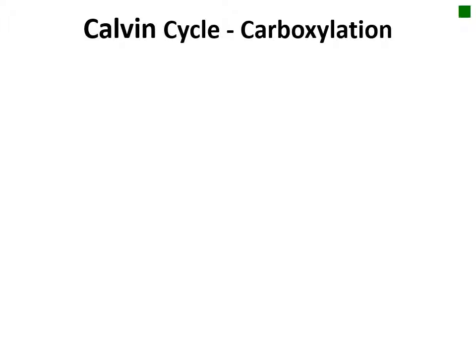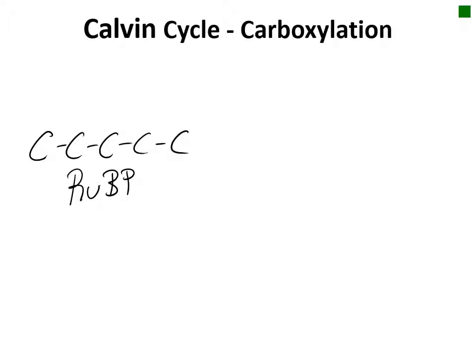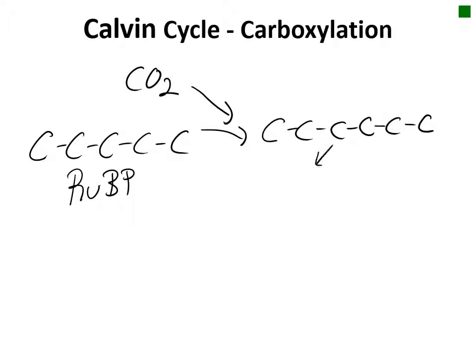During carboxylation, a 5-carbon molecule called ribulose 1,5-bisphosphate, also abbreviated RuBP, is joined to a molecule of carbon dioxide, producing a 6-carbon molecule. However, this 6-carbon molecule is very unstable and spontaneously breaks into two 3-carbon molecules called 3-phosphoglycerate, also abbreviated 3-PGA. This first step is called carbon fixation because it takes a molecule of inorganic carbon in carbon dioxide and incorporates it into an organic carbon molecule.